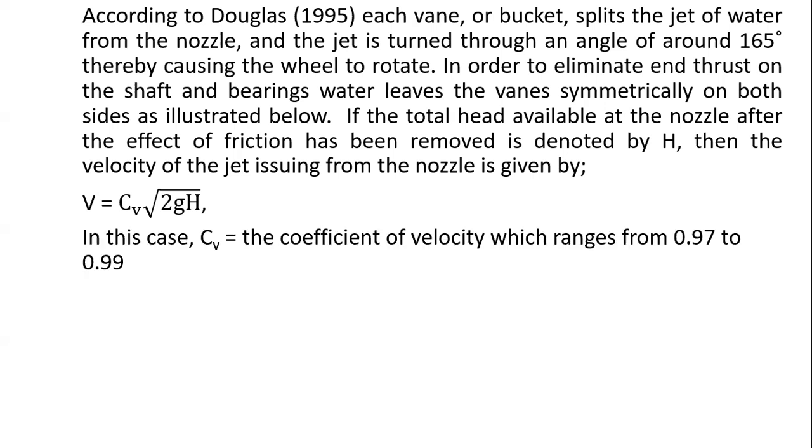Right, so on average, it's expected that the CV can be between 0.97 to 0.99, yeah, for this type of machine. This is the bucket we're talking about. Inside those cups, inside those buckets which are connected to the impeller, this is the shape you have.